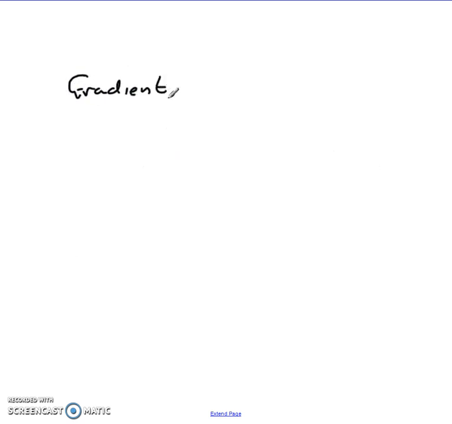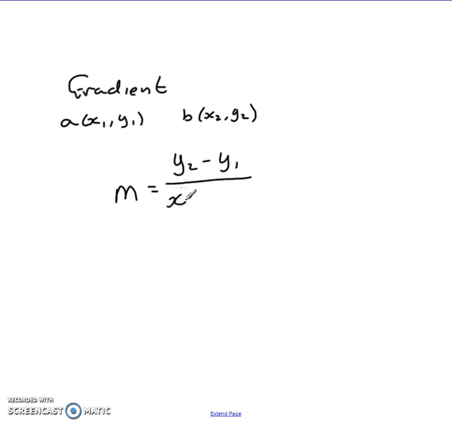Now, in terms of the gradient, there's two key bits of information we need to be able to get the gradient of a straight line at this stage. What we need are 2 points. So imagine I had the 2 points a, which I'm going to say is x1, y1, and a point b, which I'm going to put at the location x2, y2. So two just generic points somewhere on our grid. We use these to calculate the gradient of a straight line using the formula y2 minus y1 over x2 minus x1. So what we do is we take the distance vertically in the y direction, we divide it by the distance horizontally, and that tells us the slope of our line.